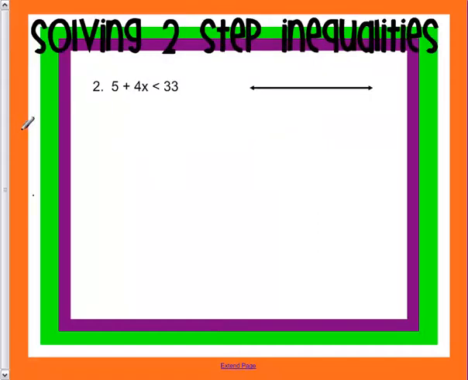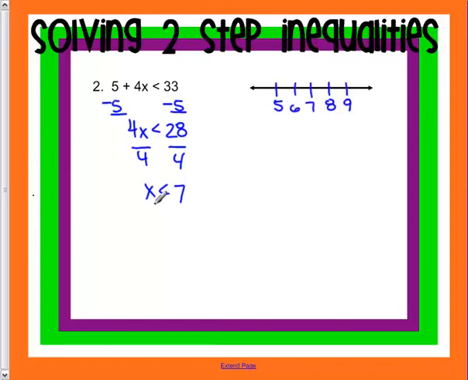Okay, let's look at this one. 5 plus 4x is less than 33. The first step is to subtract 5 on both sides, and we're left with 4x is less than 28. Now we divide by 4 on both sides, and we're left with 28 divided by 4. X is less than 7. So we've got our number line here, and x is going to be less than 7. It doesn't include 7, so open dot and to the left.